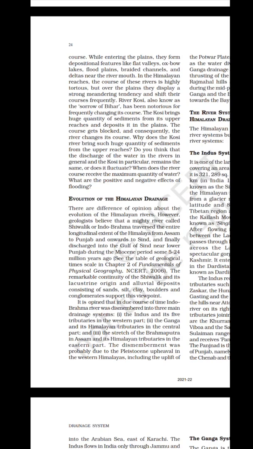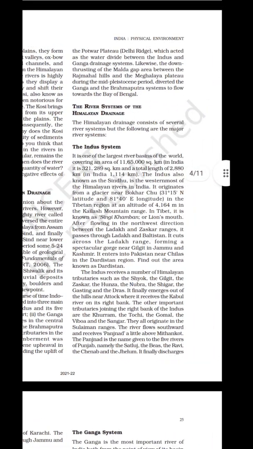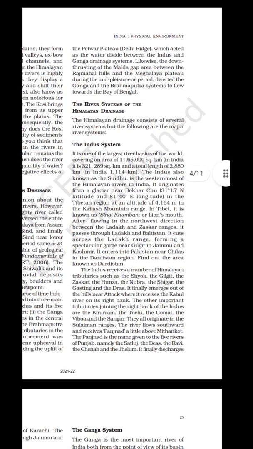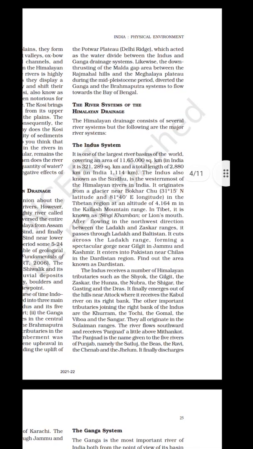The dismemberment was probably due to the Pleistocene upheaval in the western Himalayas, including the uplift of the Potwar Plateau and the Delhi Ridge, which acted as the water divide between the Indus and Ganga drainage systems. Likewise, the downthrusting of the Malda Gap area between the Rajmahal Hills and the Meghalaya Plateau during the mid Pleistocene period diverted the Ganga and the Brahmaputra systems to flow toward the Bay of Bengal.